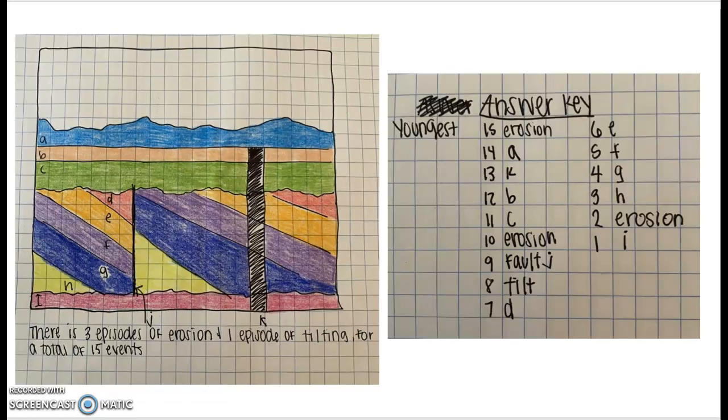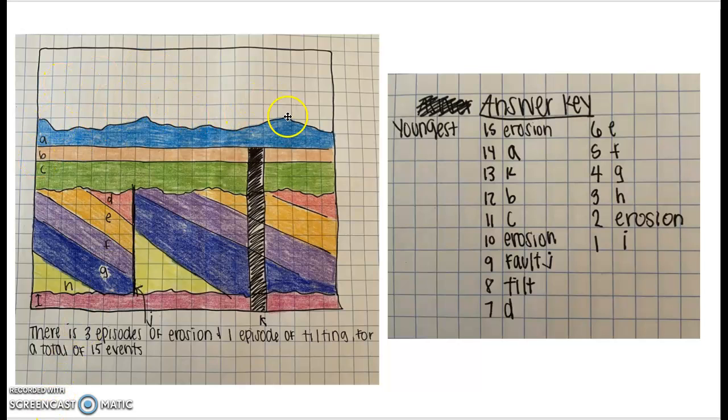Okay, so now that you've had time to figure out the order, I'm going to explain the reasoning behind this order and go over the answer key right here. So I'm going to start up here at the youngest and then work my way down to the oldest events. The first event up here is erosion, and I know that this is the newest and the youngest because it is on top of everything else.